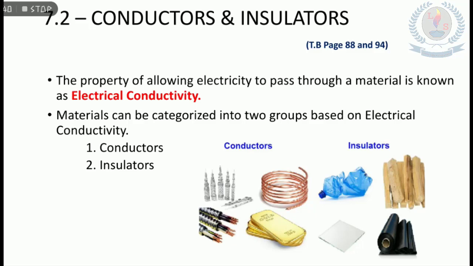Conductors and insulators. Before we discuss conductors and insulators, let's see what this property is. Ability to pass electricity through an object is known as electrical conductivity. Materials can be divided into two groups as conductors and insulators based on their electrical conductivity. Conductors allow electricity to pass through, whereas insulators do not allow electricity to pass through.